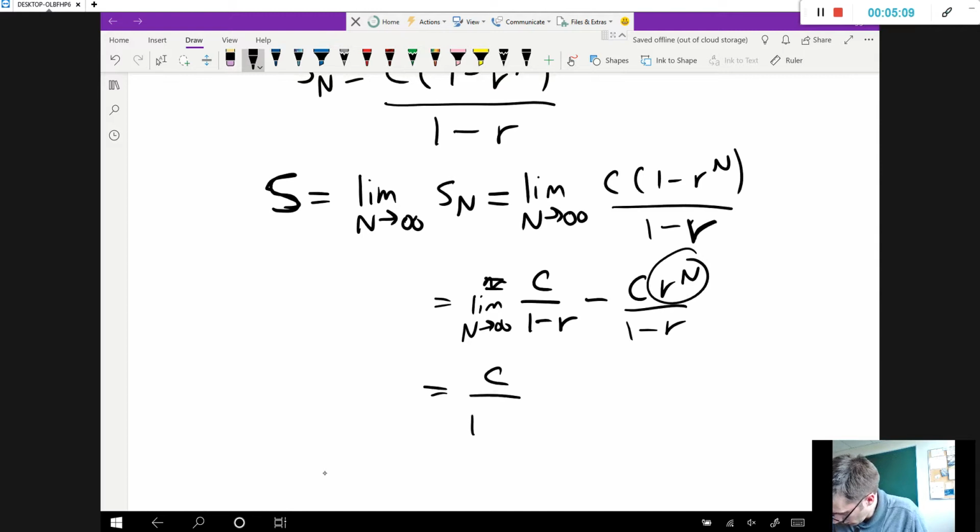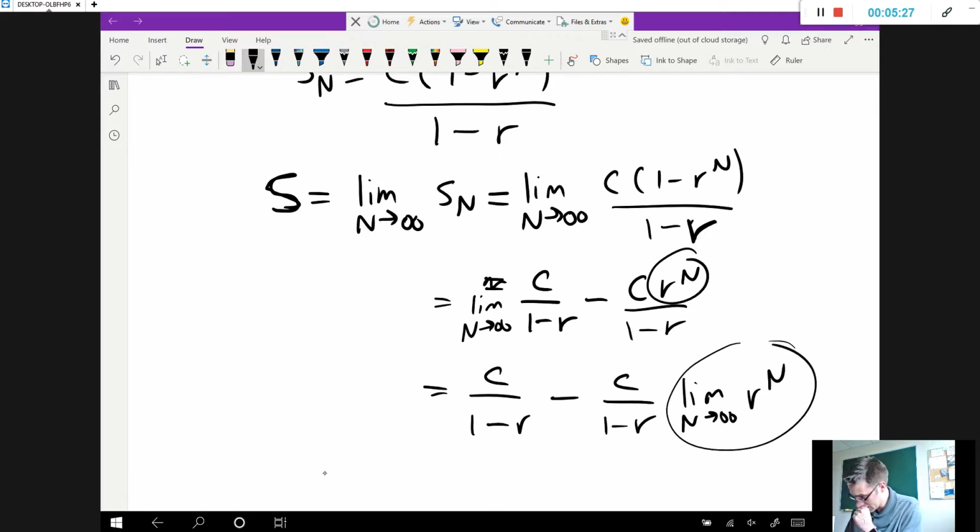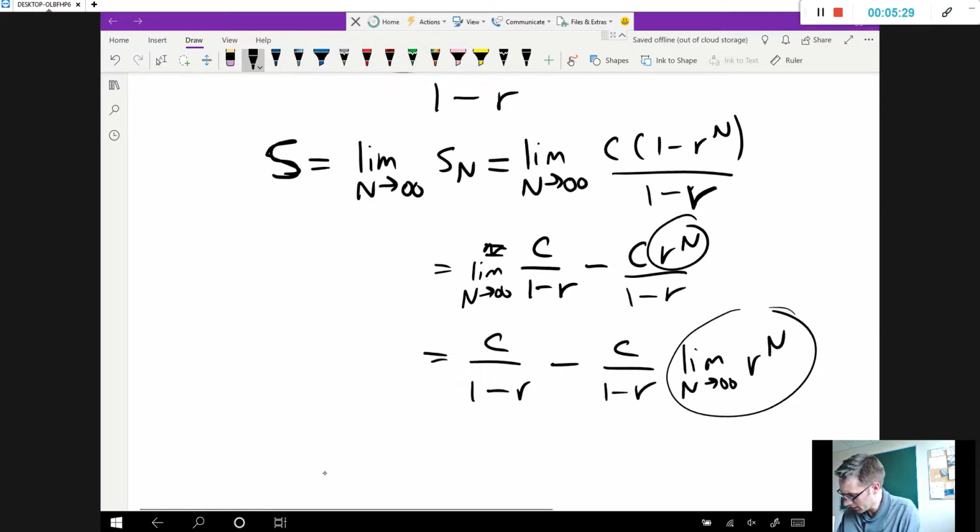And the only thing that has an n in it is that r to the n term. And so what we'll have is (1 minus r minus c) over 1 minus r, times the limit as n goes to infinity of r to the n. I've just pulled out the parts that were constant using our sum and constant multiple rules for limits. And so all we need to be able to do is evaluate this limit.